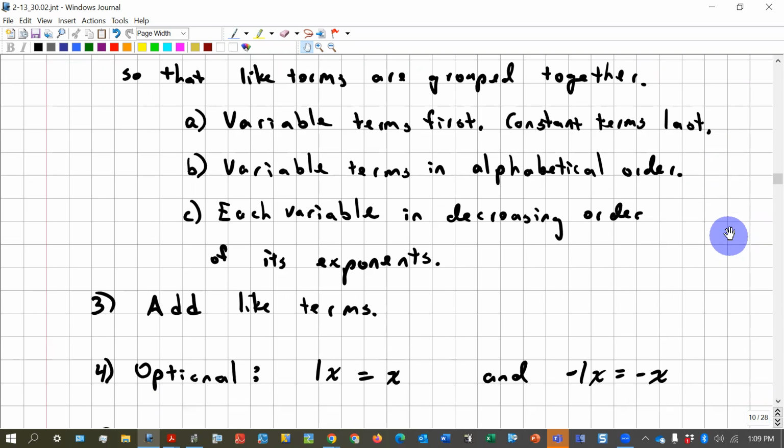Some instructors, if you end up with a 1 times a variable, some instructors will say you must do that multiplication and rewrite it as just that variable. So 1x is the same thing as x, or 1y is the same thing as y. I don't care whether you do that or not. I'd almost rather you write the 1. Likewise, -1 times a variable is the same as the opposite of that variable. And again, some instructors will require that you do the multiplying and some of them won't. At this level, I won't require it.